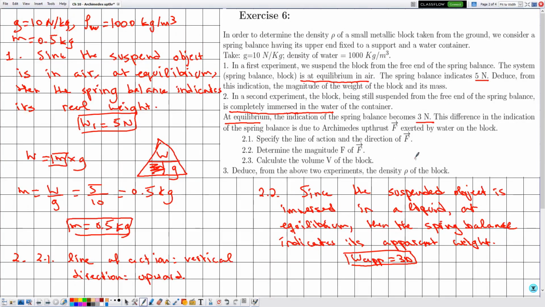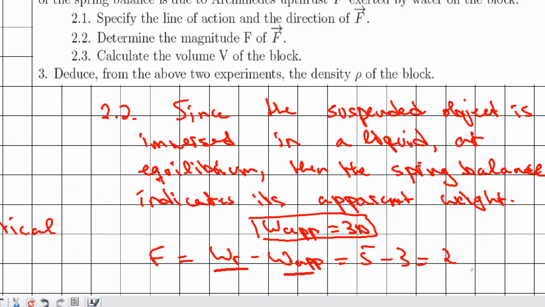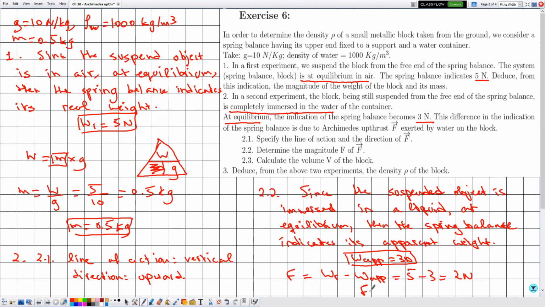The magnitude F of the F vector can be determined from its definition. F is equal to the real weight minus the apparent weight, then 5 minus 3 is 2. Since both real weight and apparent weight are expressed in newtons, the value of F will be expressed in newtons. So the magnitude F of the upthrust vector exerted by water on this metallic block is 2 newtons. Then F is equal to 2 newtons.